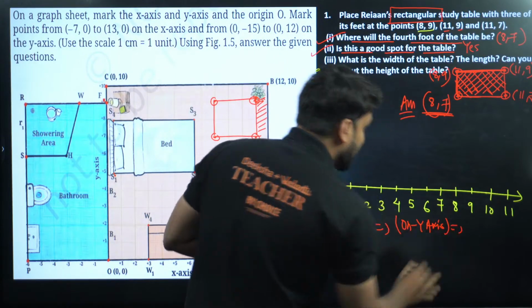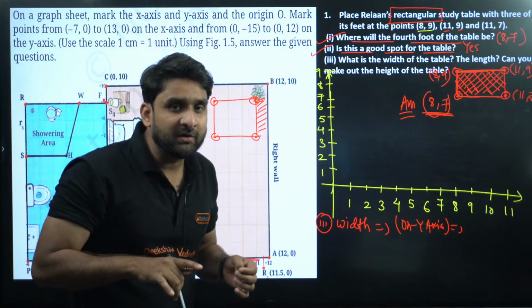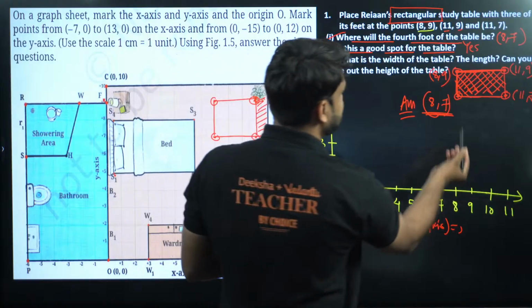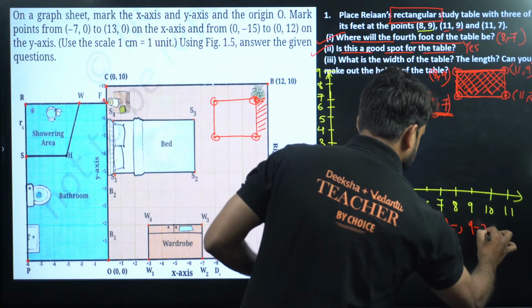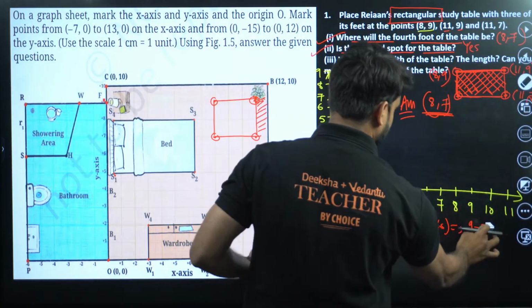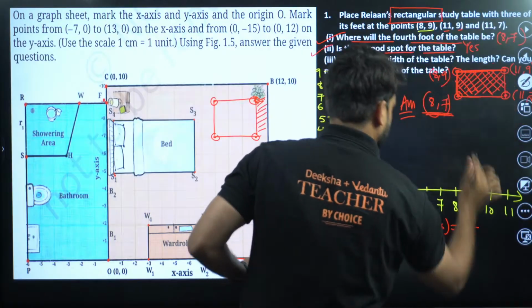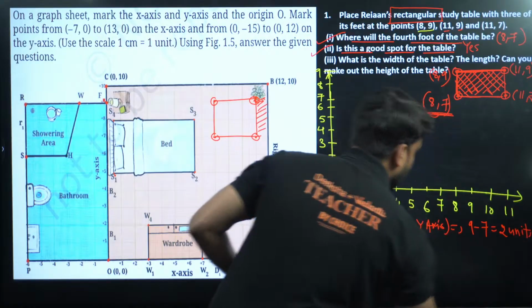If width is on the y-axis, the difference of y coordinate will give you the width. So what will be the difference here? This is 9 and this is 7. So 9 minus 7, which is equal to 2 units, that will be the width. 2 units is the width.